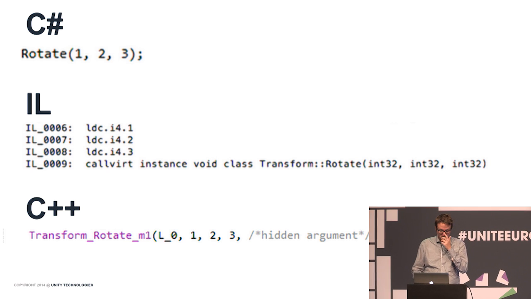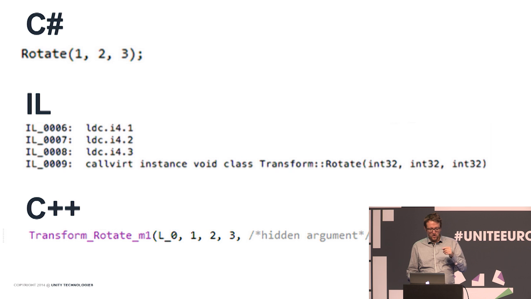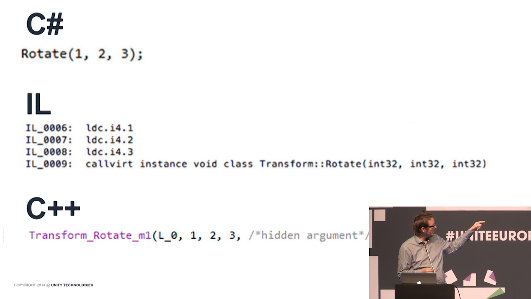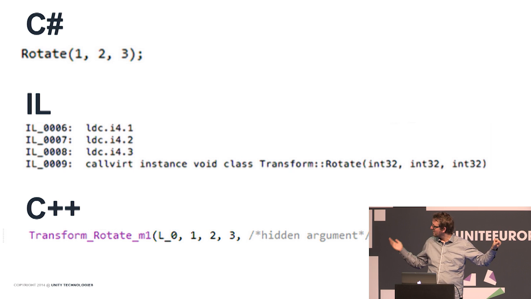All right, so let's take a look at the second line. We have that rotate call. So rotate 1, 2, 3 in IL turns into these three load constant instructions that you see, 1, 2, 3, and then again a call instruction to the rotate function. And you can see that the C++ we generate for that is again a normal C++ invocation, but we actually turn these stack-based constant loading operators back into real C++ literals, I guess you would call it.